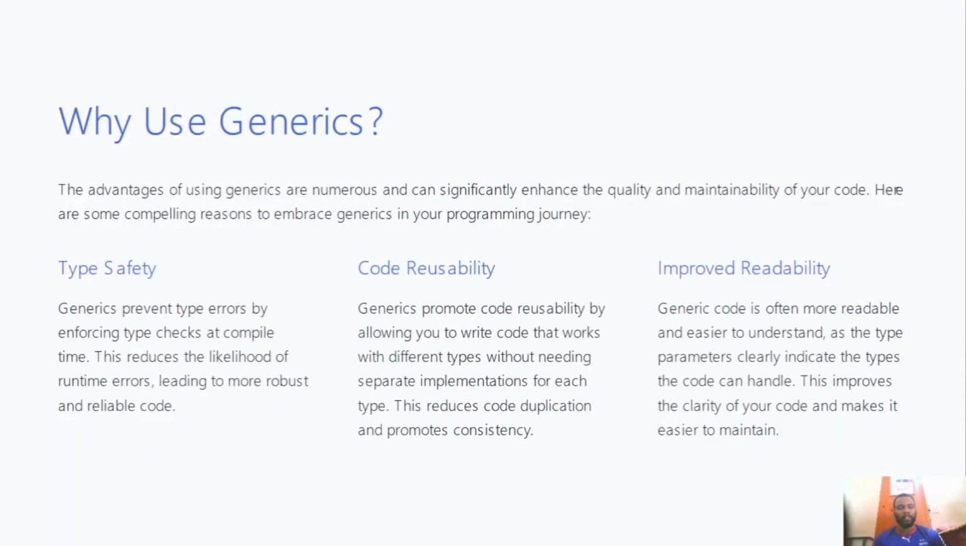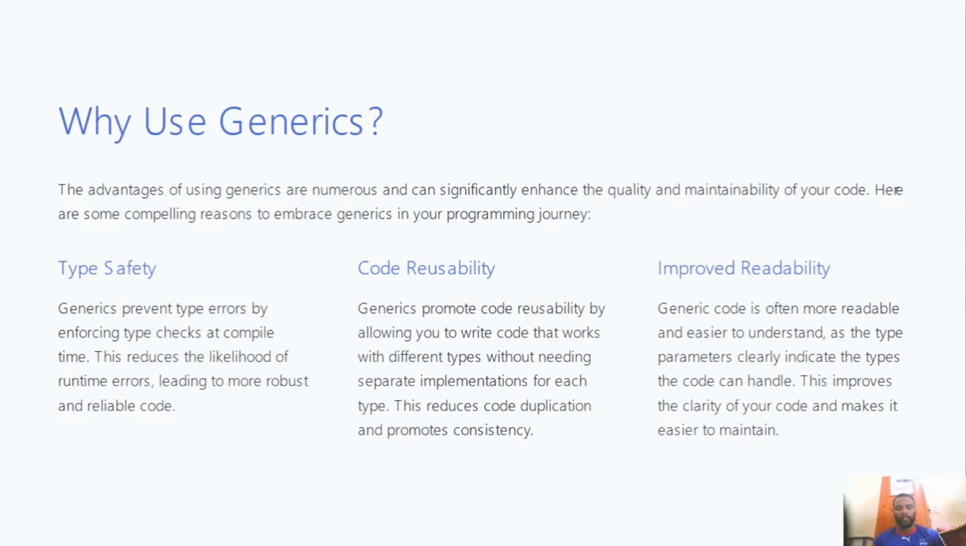Why use generics? The advantages of using generics are numerous and can significantly enhance the quality and maintainability of your code. Here are some reasons to use generics in your programming. Type safety. Generics prevent type errors by enforcing type checks at compile time. This reduces the likelihood of runtime errors.